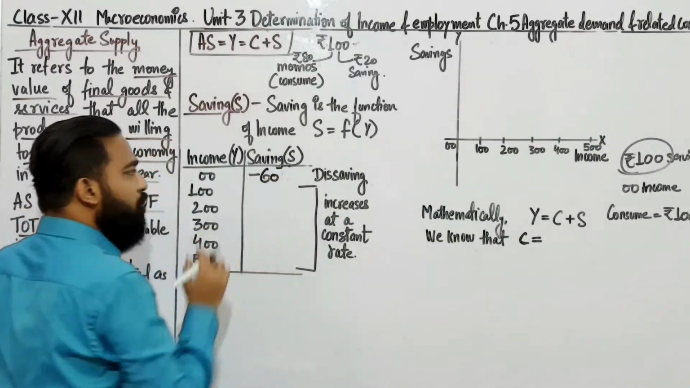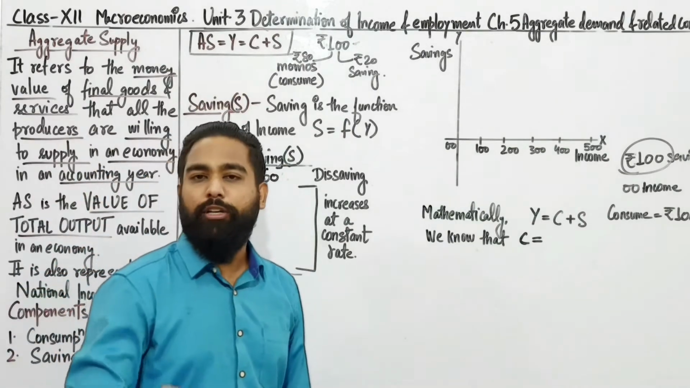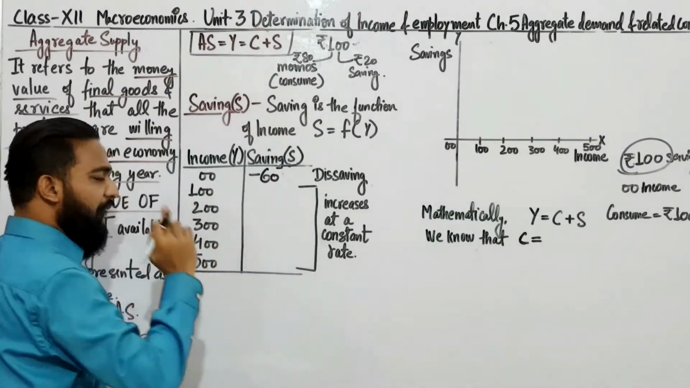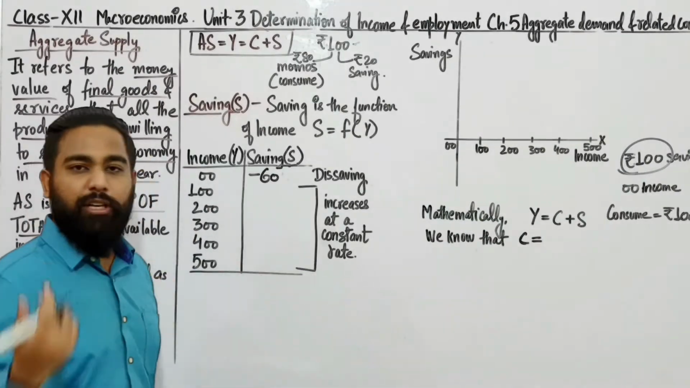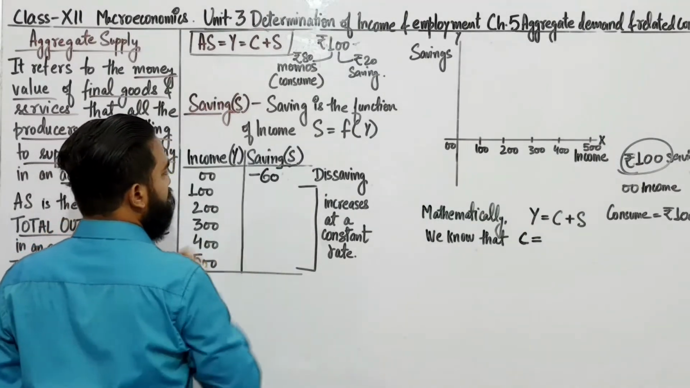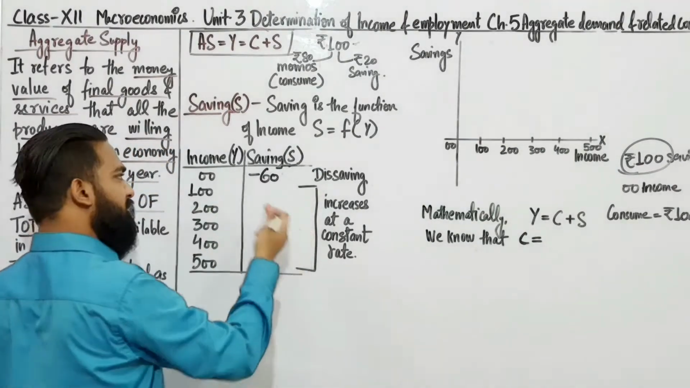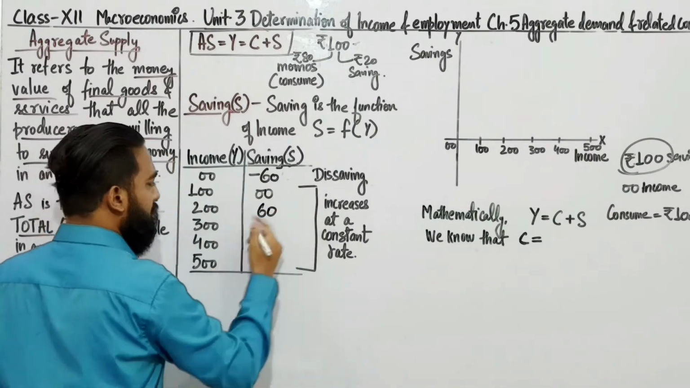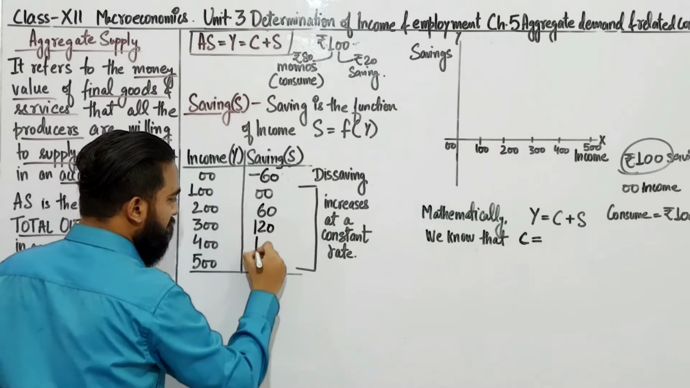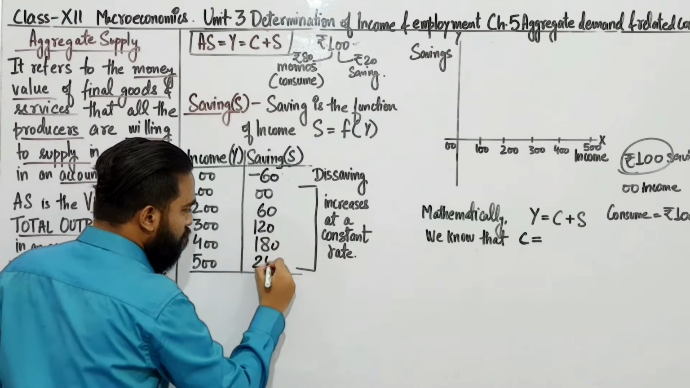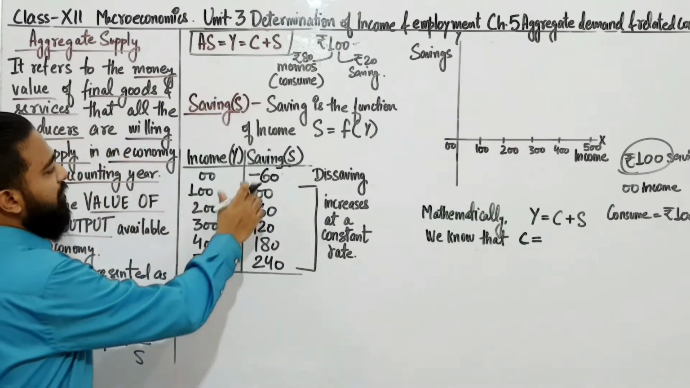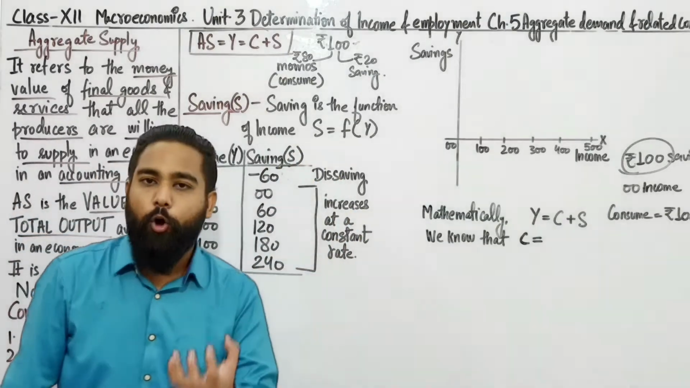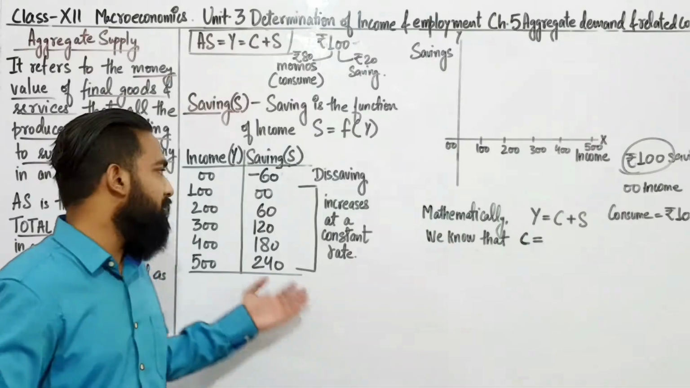Now, the saving also increases at a constant rate. If your income is increasing at a constant rate, then your saving will also increase at a constant rate. So, minus 60, add 60 to it, 0, add 60 to it, 60, add 60 to it, 120, add 60 to it, 180, add 60 to it, 240. So students, this is your dissaving and the rest of the others are increasing at a constant rate. I hope you have understood this.